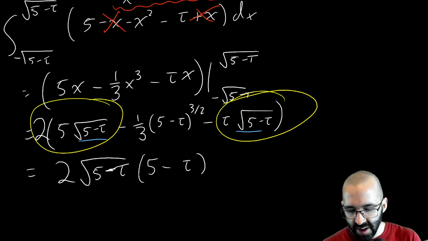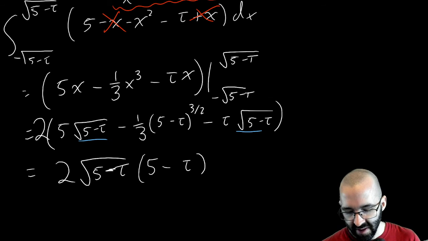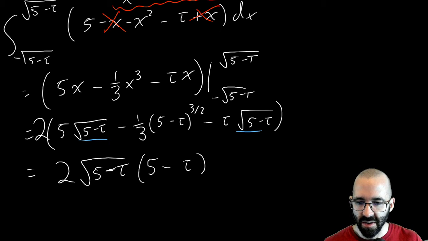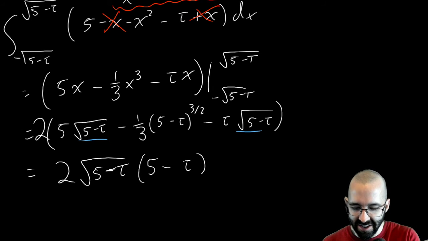There's a lot of ways you can simplify this. I think, my music just started playing. Luckily it's muted, you can't hear it. And I actually think there's a better way of simplifying it. Let's factor a square root of 5 minus t out of everything.